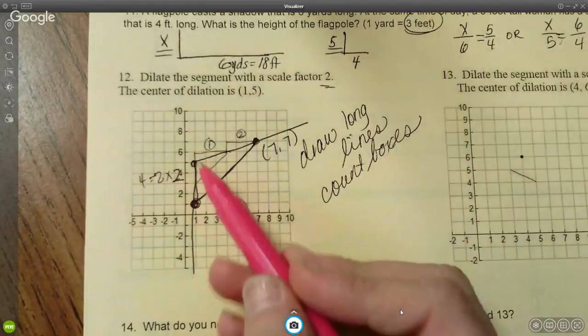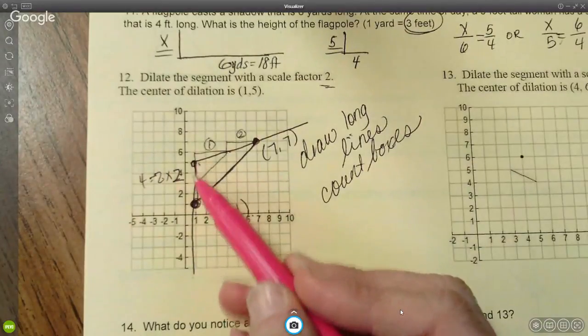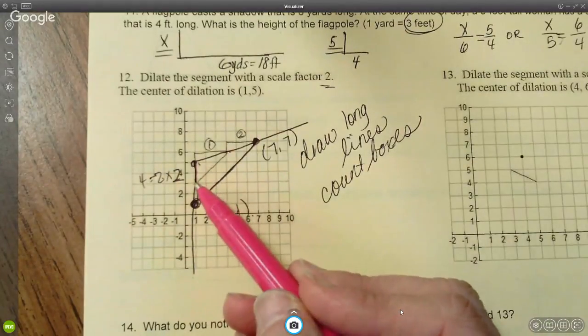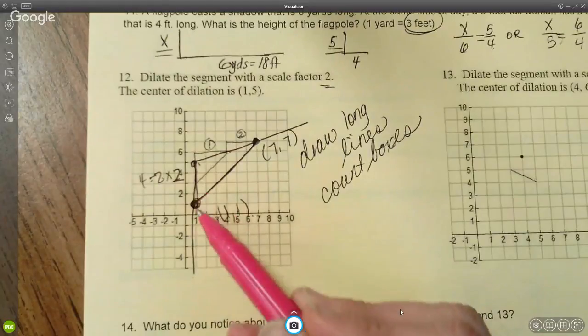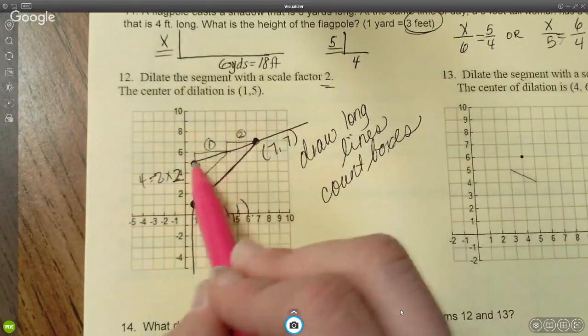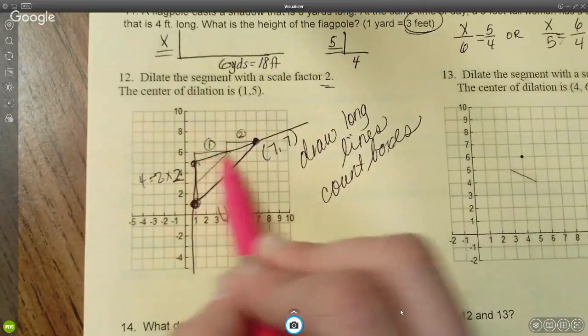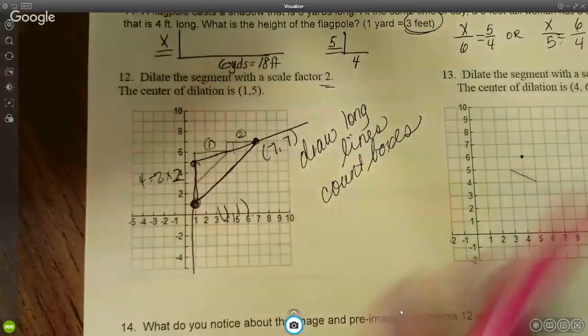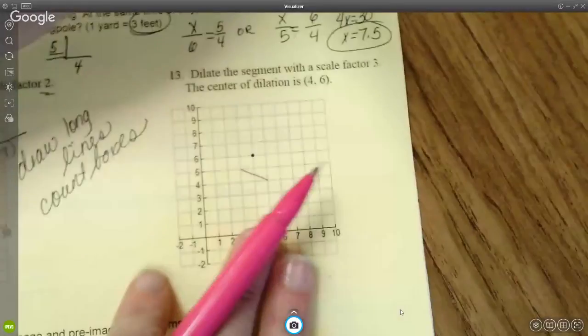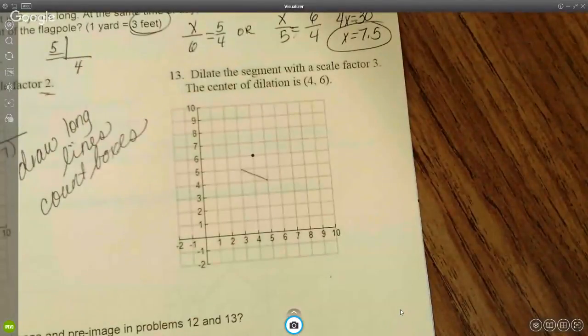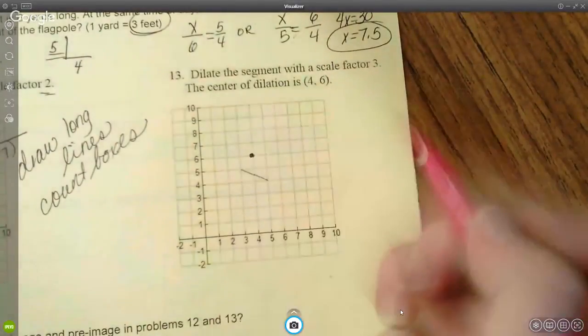In class, what you did is you measured. Remember, you measured this using the compass, and then you moved the compass and measured it again. This time, instead of using a ruler, I'm just counting up 1 over 3, up 1 over 3. Let's look at another example. The segment with a scale factor of 3. Here's my point of dilation.